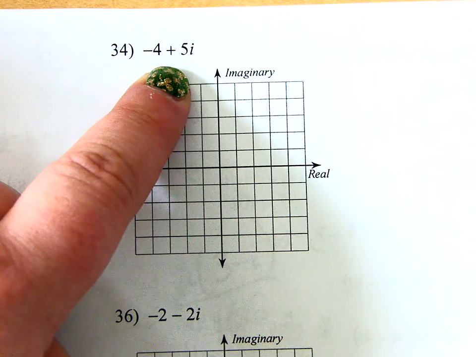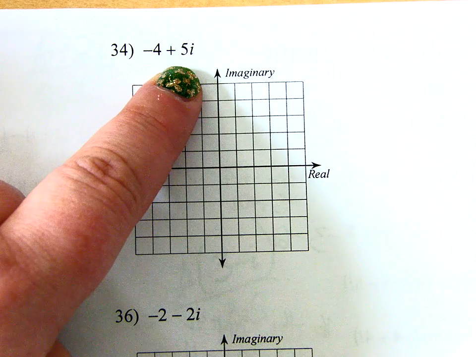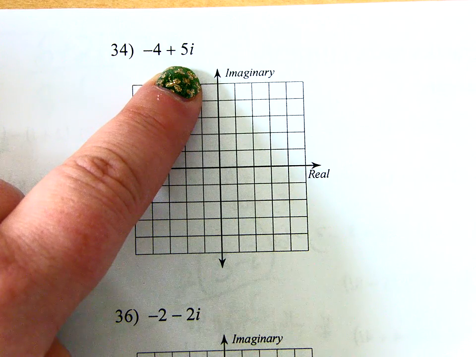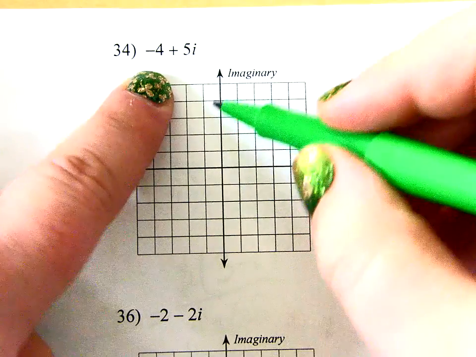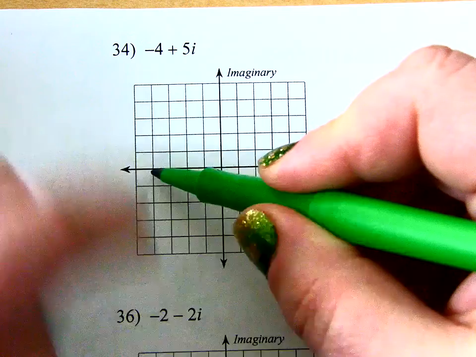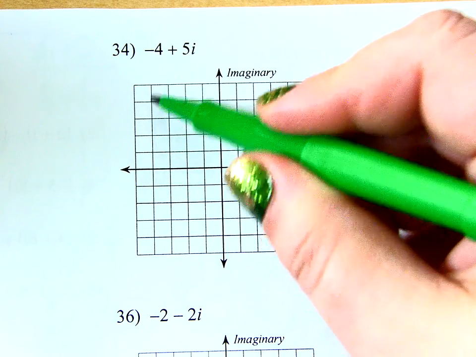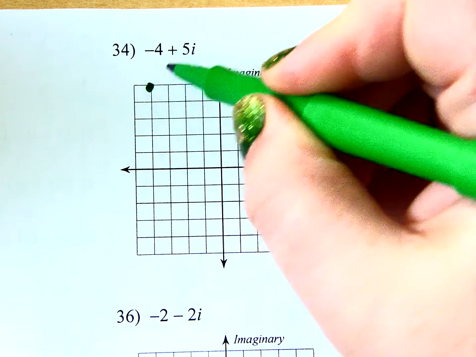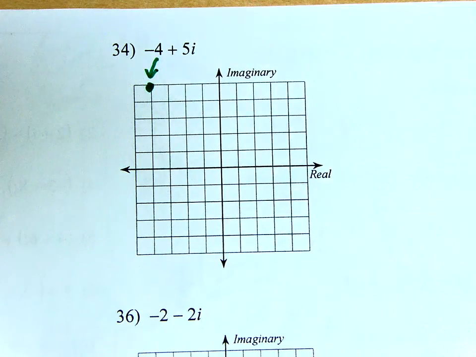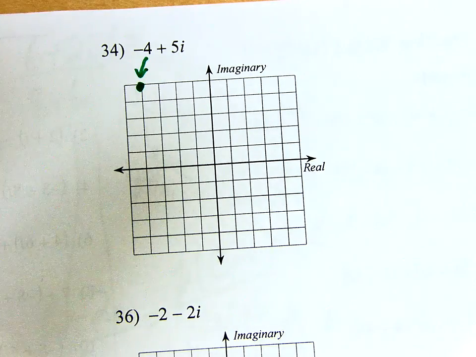It's as if I were plotting the point negative 4 comma 5 on a normal Cartesian plane, right? So I'm just going to go negative 4 in the real direction, and then I go to positive 5i. So I just go up 1, 2, 3, 4, 5. That point right there, that's where that number is. We just have to plot a point. That's it. That's it.